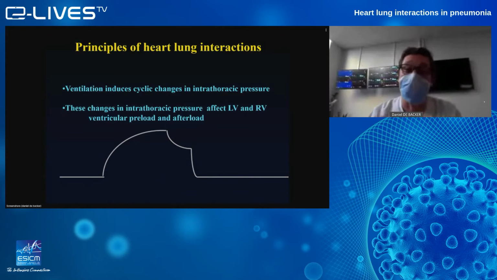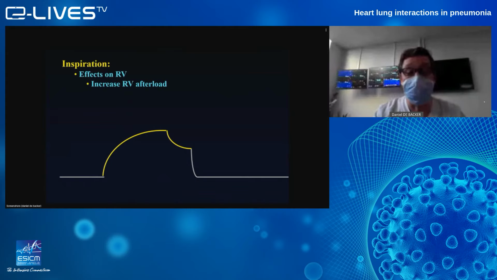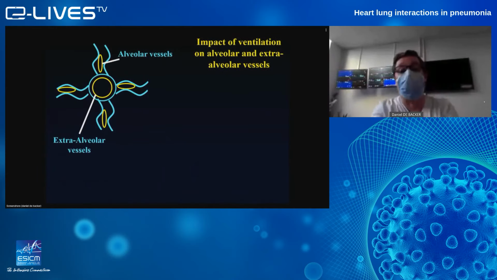So the principle is that ventilation will induce cyclic changes in intrathoracic pressure, and these changes will affect, again, the left ventricle, the right ventricle, and the preload and afterload of these ventricles. During inspiration, there is an increase in the right ventricle afterload, and of course, this may decrease the cardiac output or stroke volume of the right ventricle. The impact of ventilation on the right ventricle afterload is somewhat dependent on the tidal volume of our patients, and we will discuss this with these relatively old physiologic data.